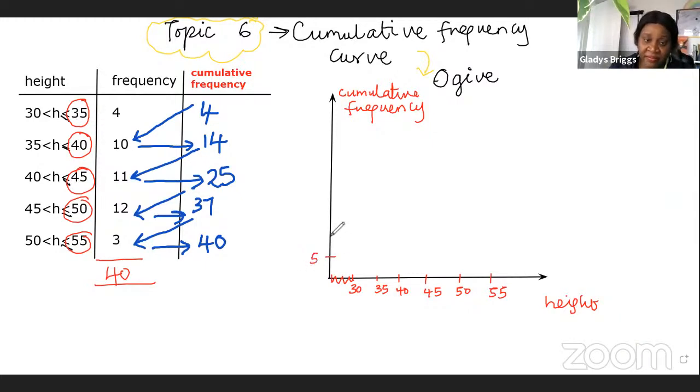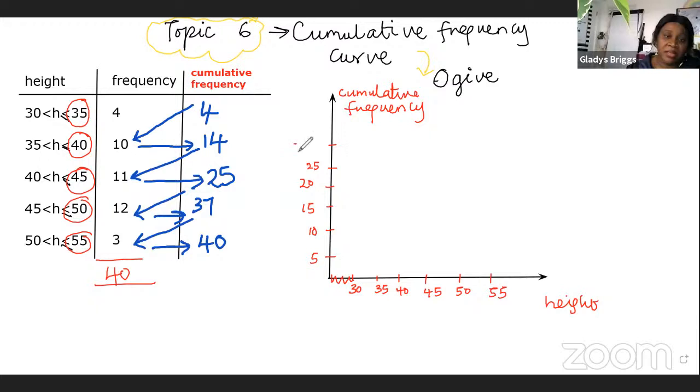So 5, 10, 15, 20, 25, 30, 35, and 40 on the top there. Yeah. So now we're plotting 35 against 4.